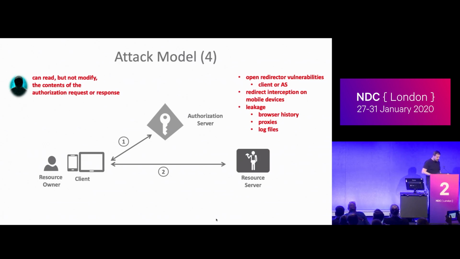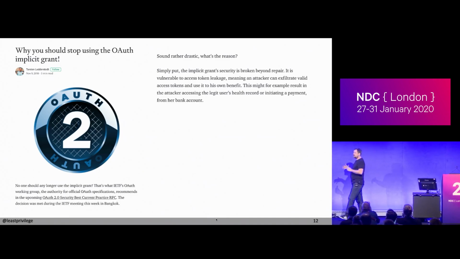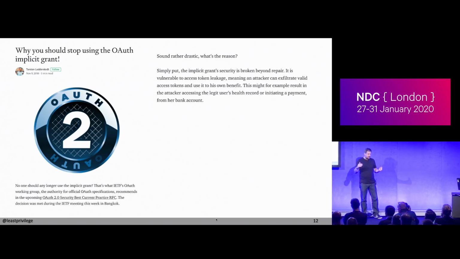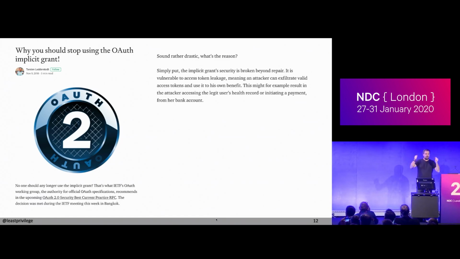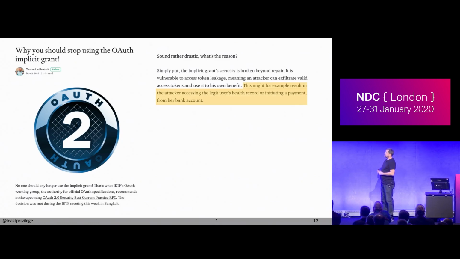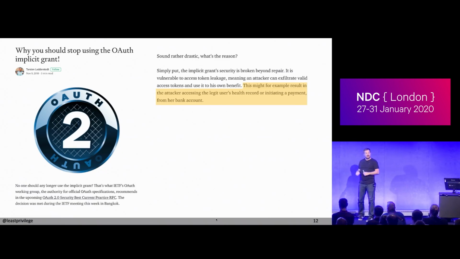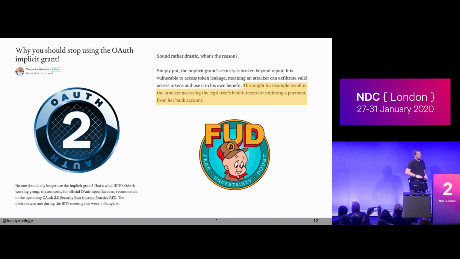Okay? Good. So, these BCPs have been around for a while, and no one really took too much attention, until one very respected colleague of mine, Thorsten Lodderstedt, wrote a blog post. He said, you should stop using the OAuth implicit grant. And he made it very clear by scaring people, saying, if you don't, your health records might be leaked, or someone is initiating payment from your bank account. Yeah? And you can only imagine what happened next day, right?